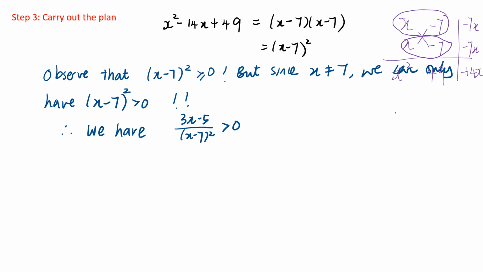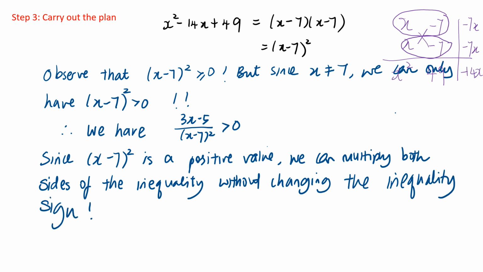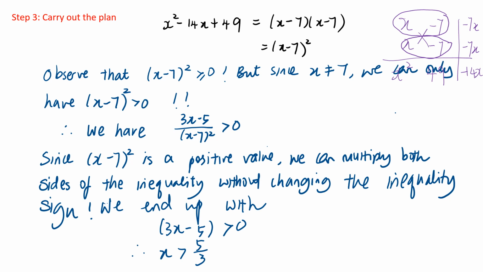Then let's go back to step number 2, the concepts of inequality. If you multiply both sides by a positive number, you don't have to flip the inequality sign. So this is exactly what we're going to do. We're going to multiply both sides by (x minus 7) squared, and then we end up getting just 3x minus 5 more than 0. We can do that because we have already proved that the denominator is a positive value.